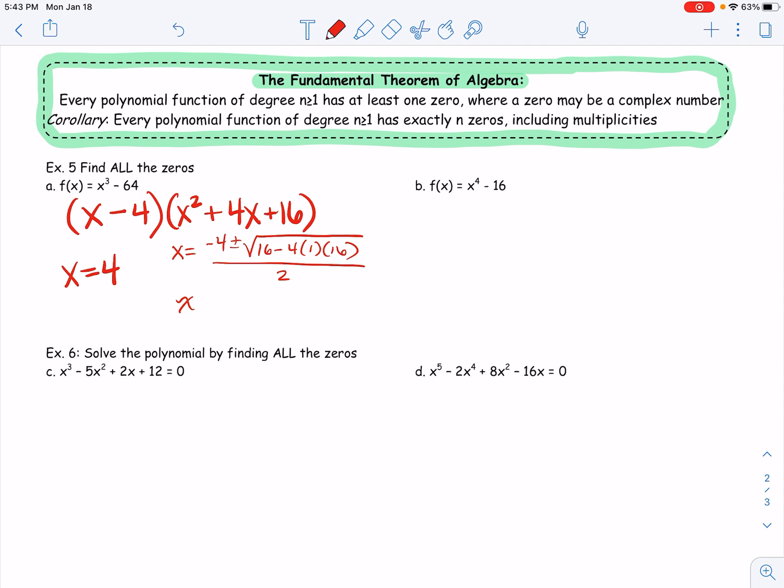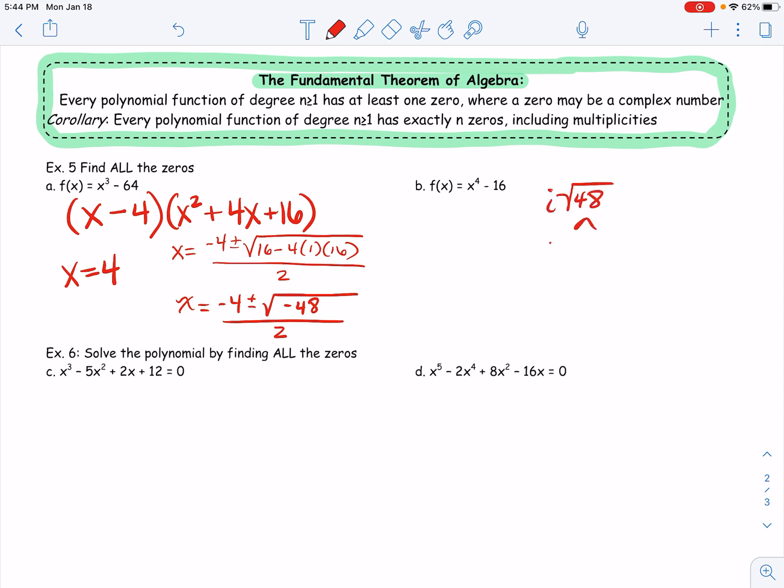So solving this out, we would get negative 4 plus or minus the square root of, let's do some quick math. 4 times 1 is 4. 4 times 16 is 64. 16 minus 64 is a negative 48. So we have a negative 48 underneath the radical, and that's being divided by 2. We know that this is going to be an imaginary number, a complex number.